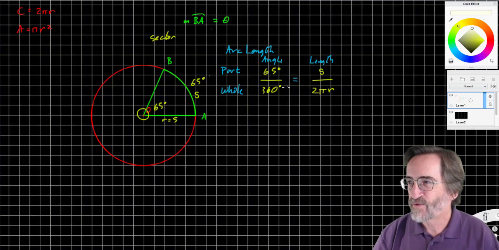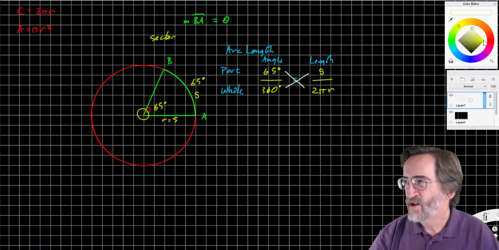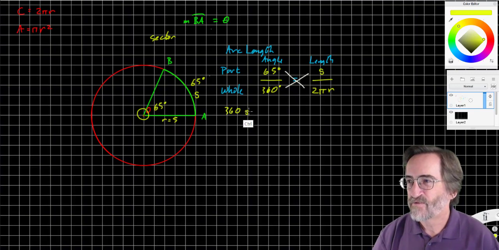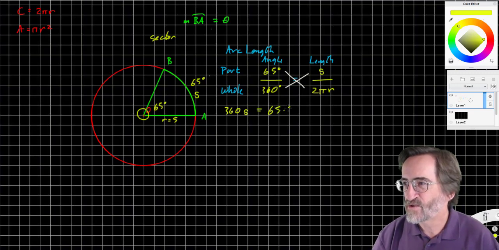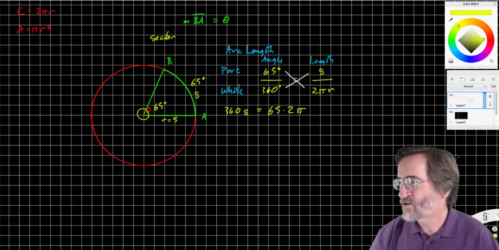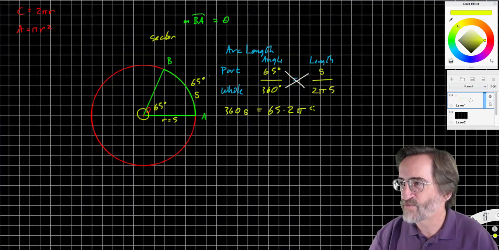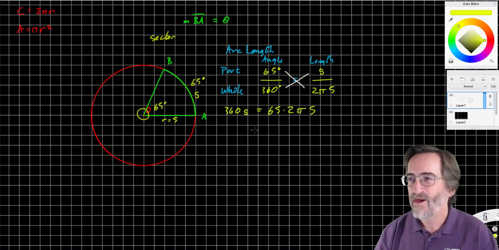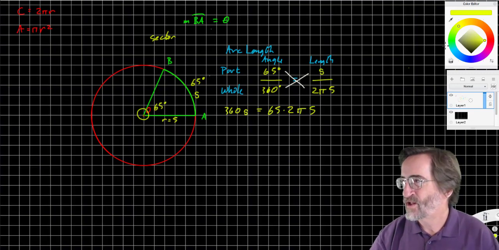So we can cross multiply, right? So cross multiply 360 s, 360s, and that does look like a 5. Okay, 360s equals 65 times 2 pi. And r, the radius, we said was 5. So let's put in 5. 2 pi times 5. Now you might be tempted to multiply things out and simplify things. You can do that. Or you can leave it all in, as I'm doing.